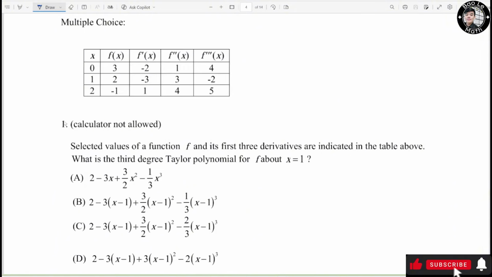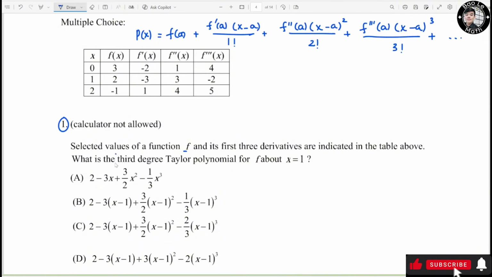Now let's move on to question 1. The values of a function f and its first three derivatives are indicated in the table above. What is the third degree Taylor polynomial for f about x equals 1? The question wants you to find the third degree Taylor polynomial. Alright, so we're going to stop right here. The center at x equals 1 tells us that a equals 1, right? So we have P3, because we start at 3.